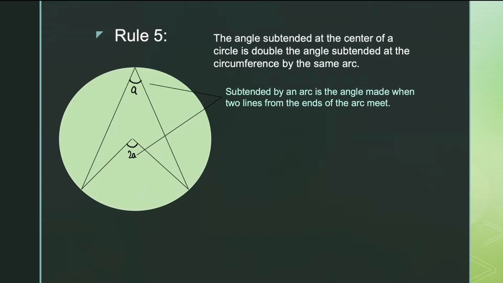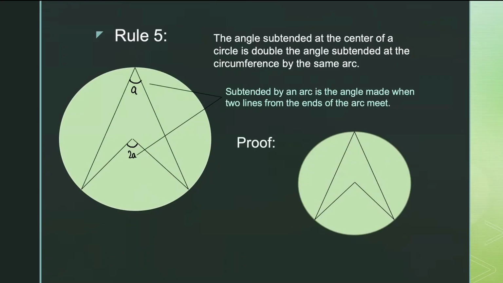Okay, so now for the proof. First of all, let's start with a similar diagram to the one on the left and call the angles X, Y, N and M. N and M meet at a point, and we have to prove that X plus Y equals 2M.